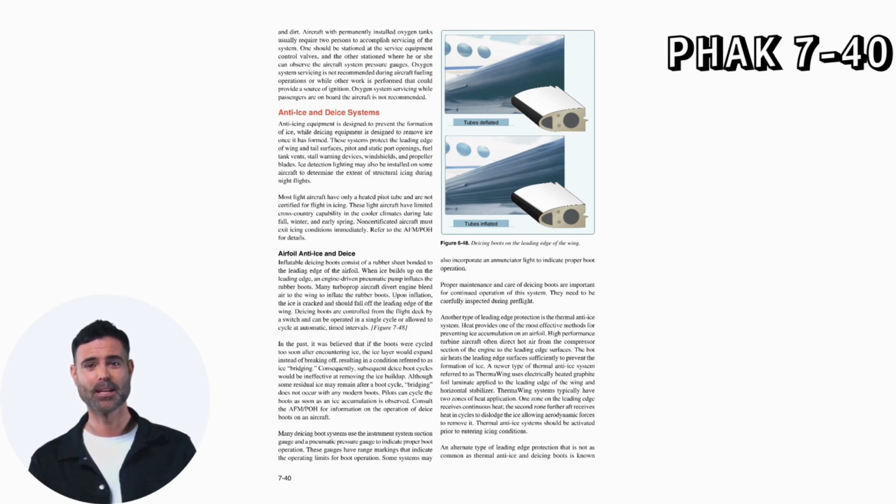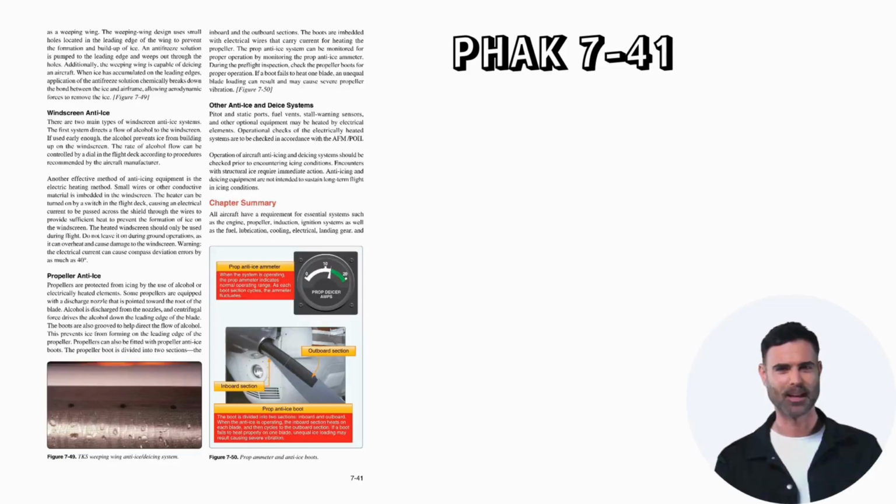An alternate type of leading edge protection that is not as common as thermal anti-ice and de-icing boots is known as a weeping wing. The weeping wing design uses small holes located in the leading edge of the wing to prevent the formation and buildup of ice. An antifreeze solution is pumped to the leading edge and weeps out through the holes. Additionally, the weeping wing is capable of de-icing an aircraft. When ice has accumulated on the leading edges, application of the antifreeze solution chemically breaks down the bond between the ice and airframe, allowing aerodynamic forces to remove the ice.